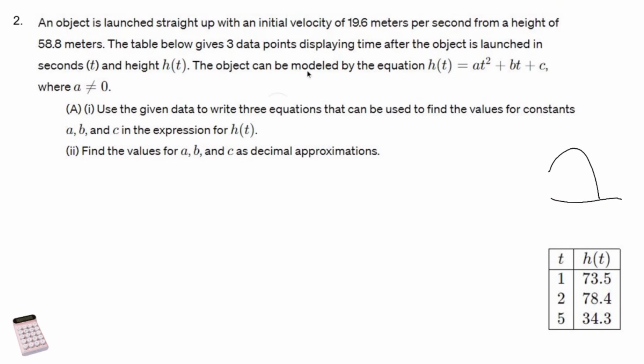The object can be modeled by the equation. Oh, it's quadratic, like I guessed it would be. Use the given data to write 3 equations that can be used to find the value for constants a, b, and c in the expression for h of t.